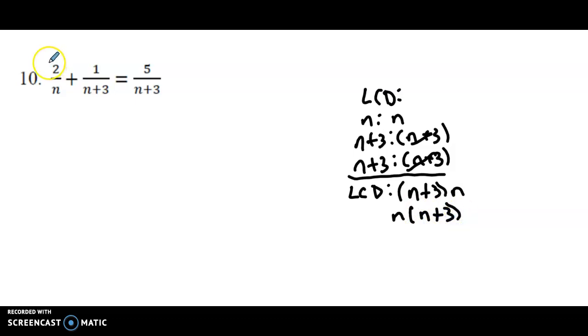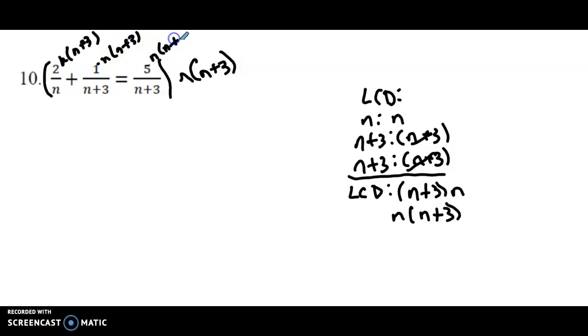And I'm going to multiply this whole thing by n times n plus 3. So the first one times n, parenthesis, n plus 3. Second one times n, n plus 3. And the third one times n, n plus 3. I'm just distributing there. And what should happen is things should cross off. For my first one, the n's cross off. The denominator should eliminate every time. If it doesn't, you didn't pick the right LCD.